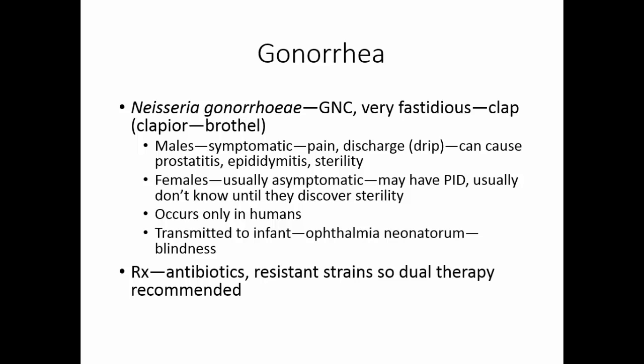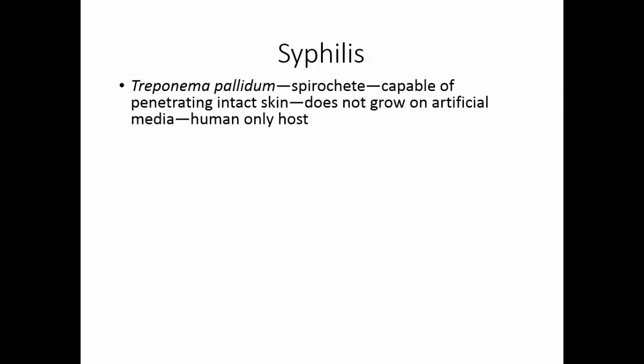Treatment is antibiotics, but there are a number of resistant strains, so dual therapy is usually recommended, a broad-spectrum antibiotic and something more specific for gonorrhea. There is no long-term immunity that is acquired from having this disease, so once you've had it, you can continue to have it. Syphilis is caused by Treponema pallidum. This is a spirochete.